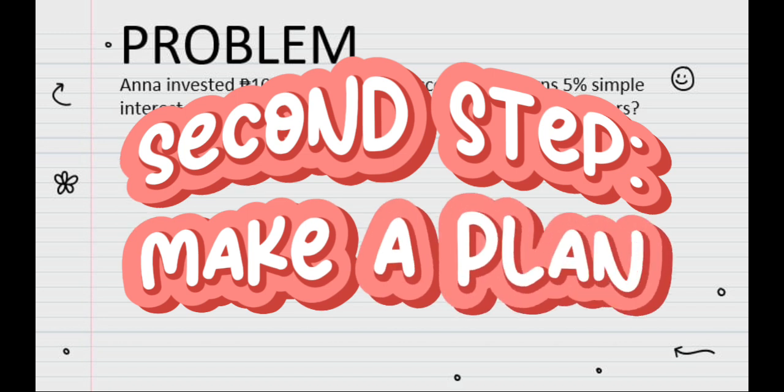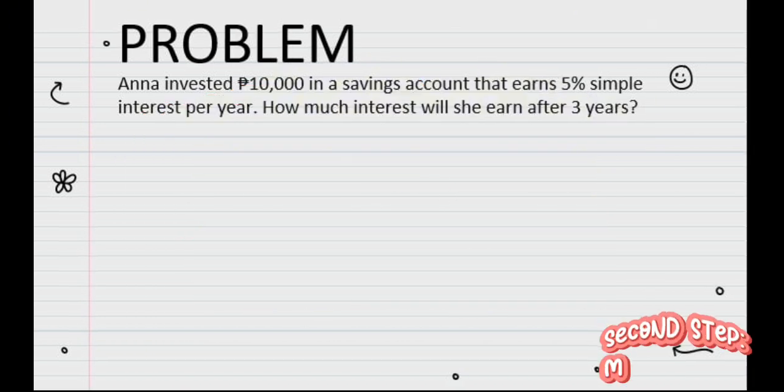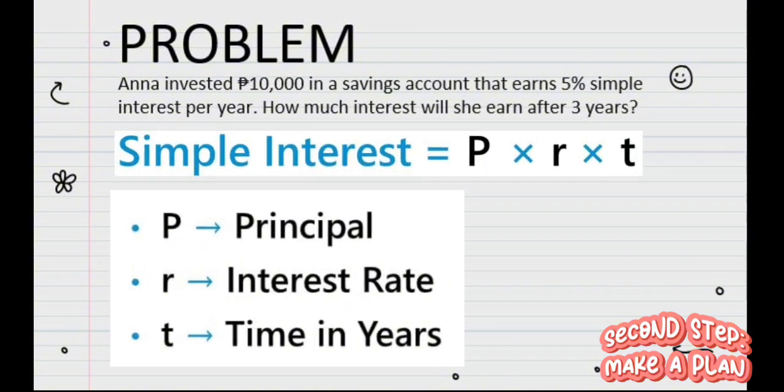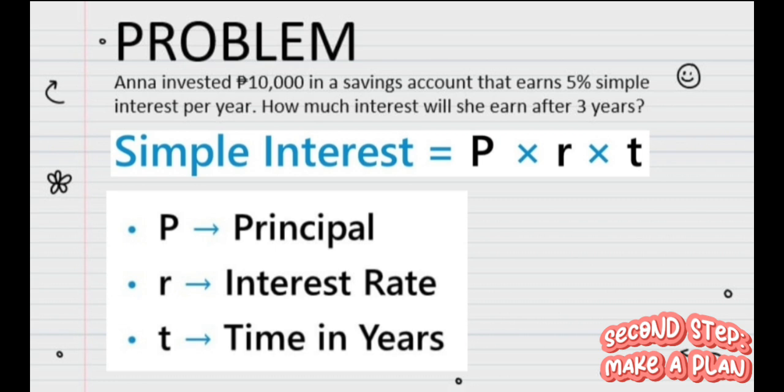Let's move on to the second step, make a plan. The formula that we are going to use is the simple interest formula. The letter P stands for the principal, the letter R stands for the rate, and the letter T stands for the time. This formula will help us to find how much interest Anna earns.